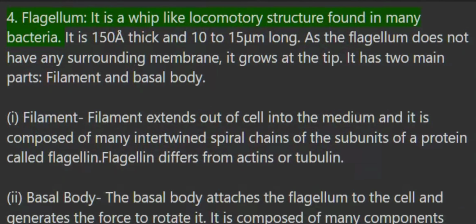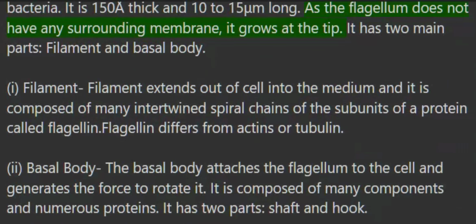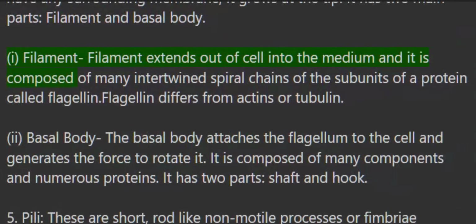Flagellum. It is a whip-like locomotory structure found in many bacteria. It is 150 nanometers thick and 10 to 15 micrometers long. As the flagellum does not have any surrounding membrane, it grows at the tip. It has two main parts, filament and basal body.